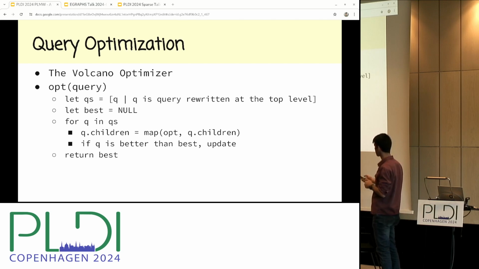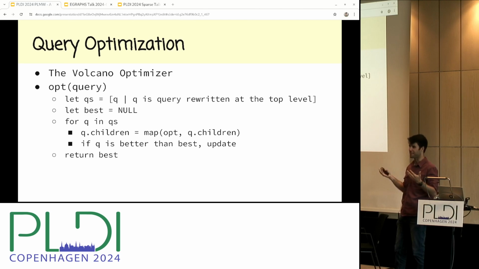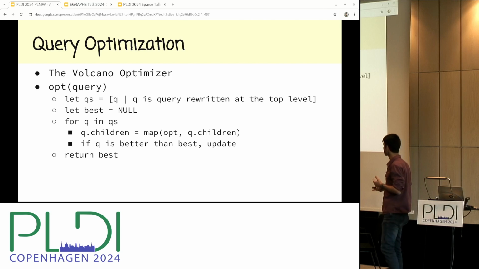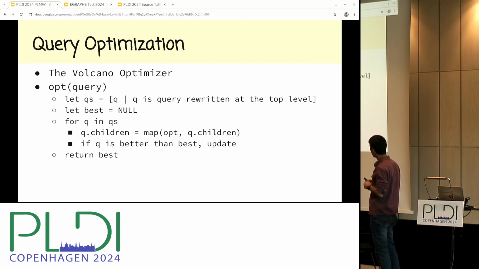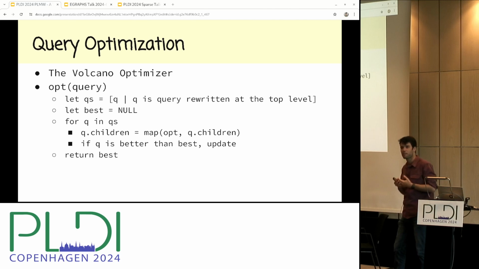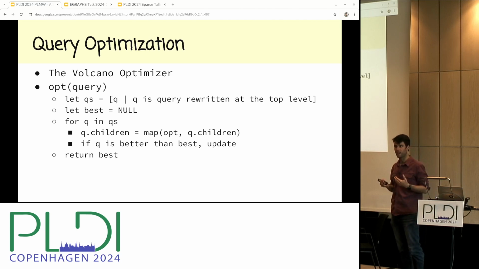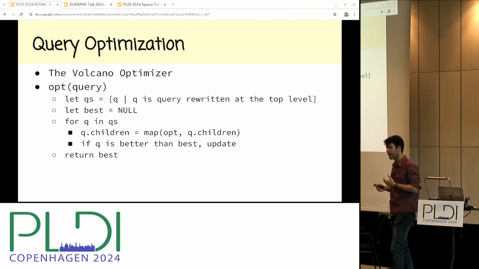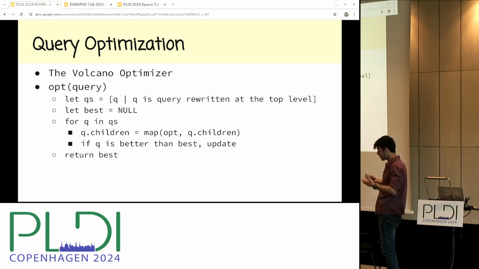So let's take a look at this. When we want to optimize some query, for our purposes, we can consider a query a program. It's a thing that we want to make go fast. So we want to optimize this query, and what are we going to do? Well, we're going to approach this with dynamic programming, so we need to figure out a way to decompose this into smaller problems. One way to do that would be to look at the query and look at its children and optimize the children, and then put those right back as the arguments. But that's not enough because you might be able to transform this query at the top level.